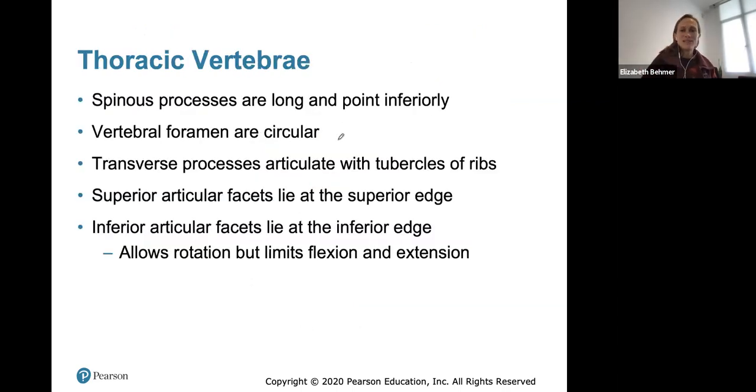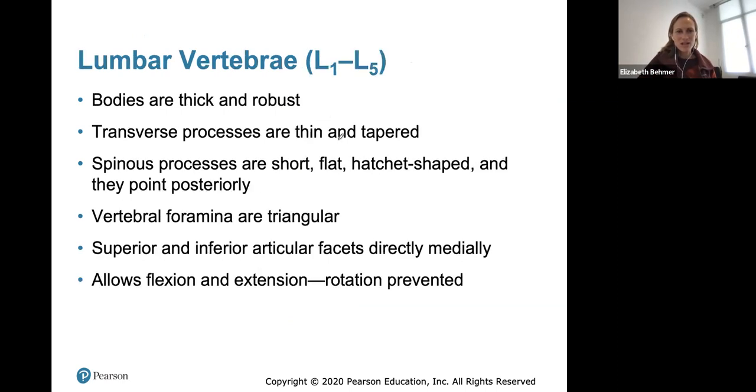Their spinous processes are long and point down. The vertebral foramen is more circular. The inferior and superior articular facets will connect with other ribs above and below them, which allow for rotation but limit flexion and extension. And then the lumbar vertebrae, you have 5 of them. They are very thick and robust. They allow for flexion and extension, but rotation is limited.